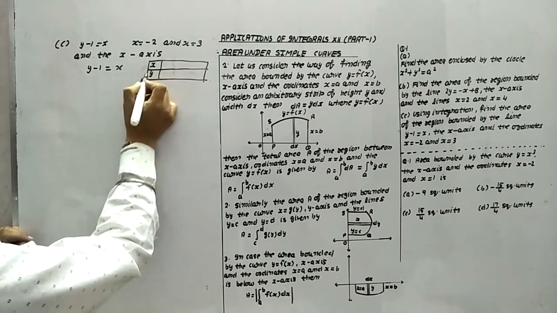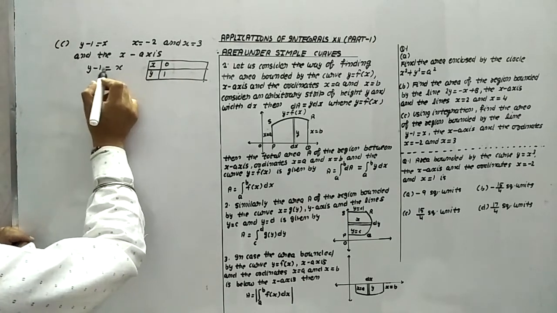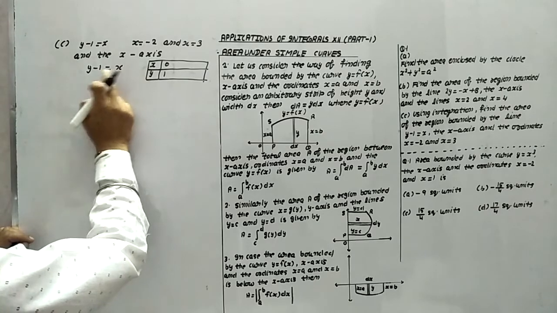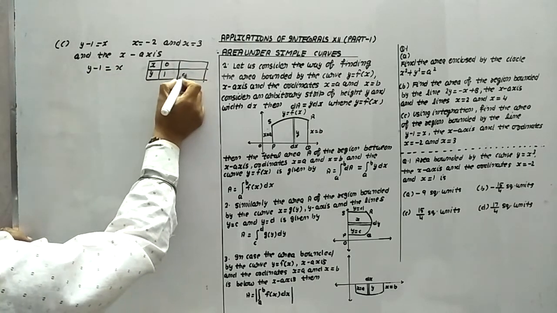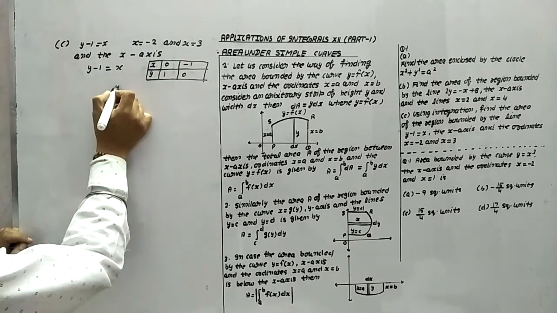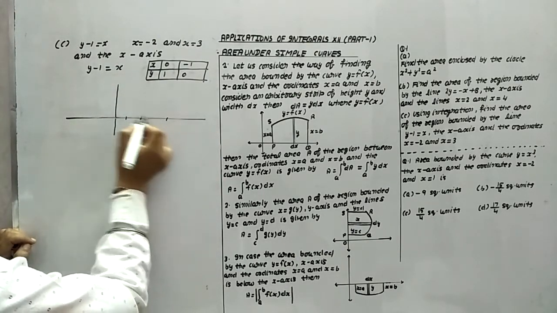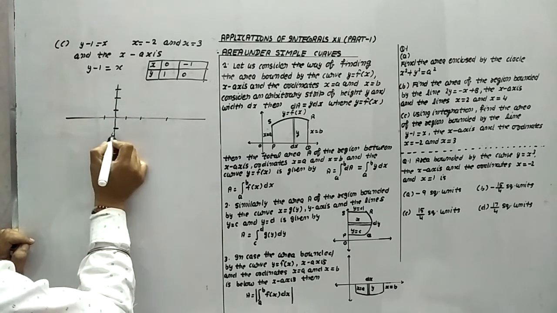Let us suppose this is x, this is y. If x is 0, what is y? 1. And if y is 0, what is x? -1. Now, to find out the area, first of all, look at this: 1, 2, 3, 1, 2, 3, and this is -1, -1.